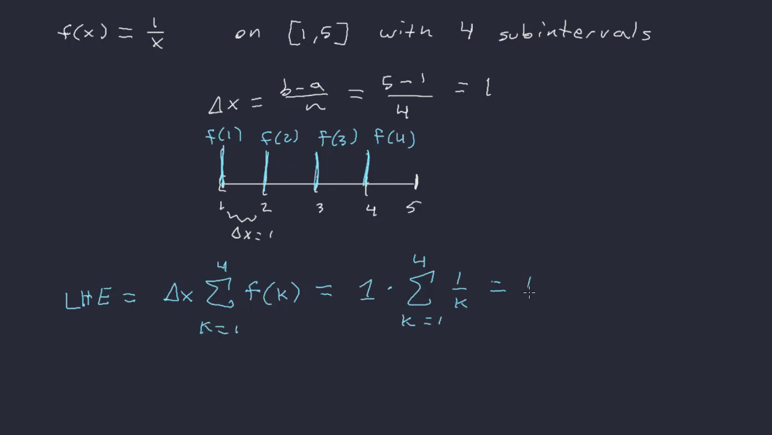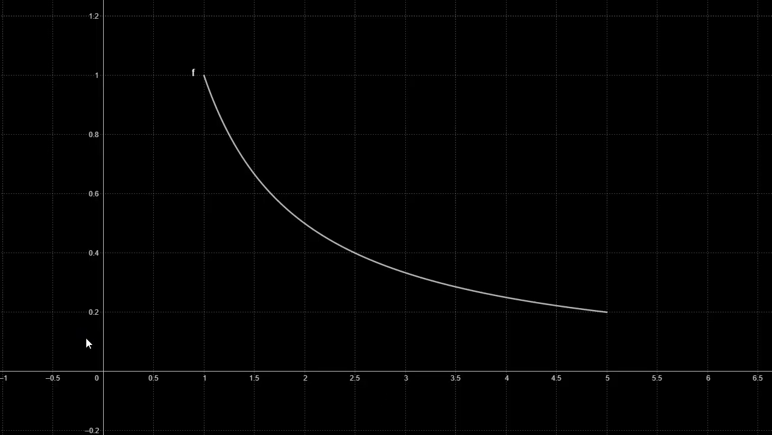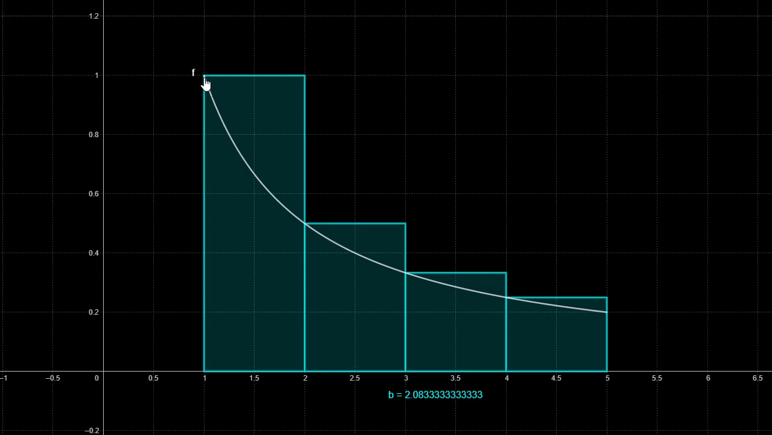Okay, so it's going to be 1 plus 1/2 plus 1/3 plus a fourth. All right, which comes out to be about 2.083 repeating. All right, just to be consistent, here's the graph and the left-handed estimates using the left-hand side for those heights, and you can see in this case it's the left-handed estimates that are the overestimates when compared to the right-handed estimates.